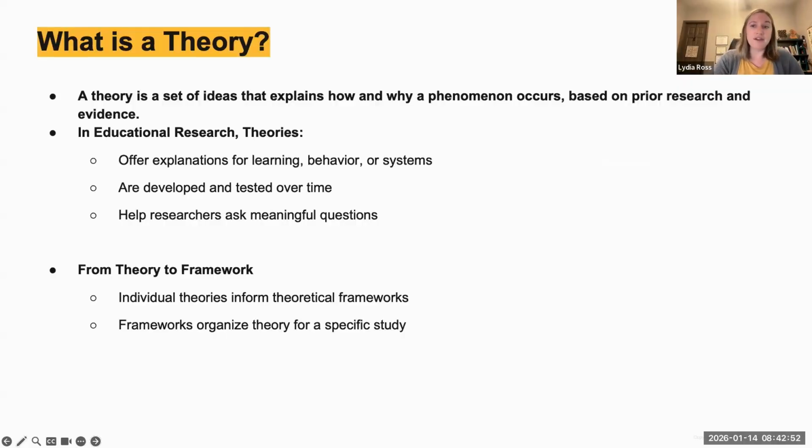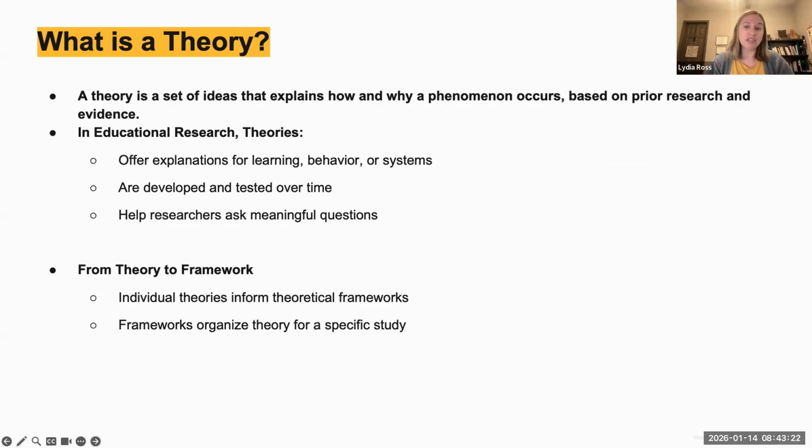A theory is a set of ideas that explains how and why a phenomenon occurs. And the important thing to remember with theories is that they're not individual opinions or personal beliefs, but they are bodies of knowledge that are built over time through research, evidence, and scholarly conversations. So you might hear the expression theories with a capital T because they're usually these big bodies of work that people have developed to help us explain things.